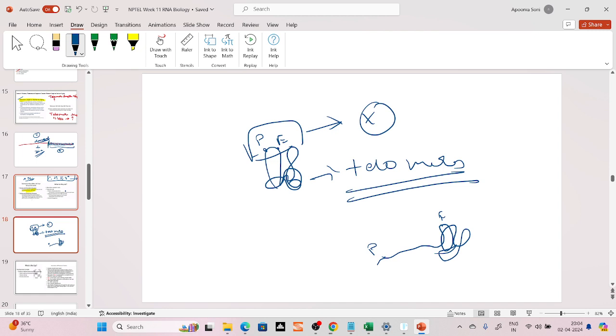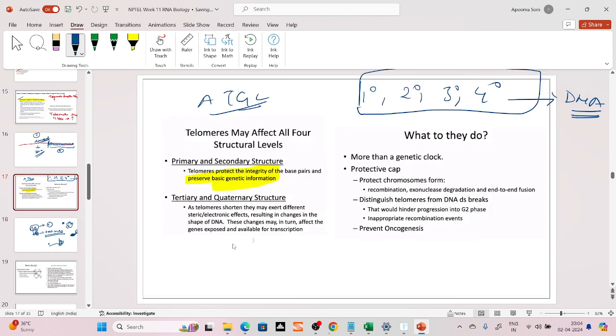And not just promoter-enhancer interactions. Suppose your structure was earlier very loosened up, so there's space for transcription factors to come and bind. But now, because of the reduction in the number of telomeres, your structure has become so compact that there is no space for the transcription factors to come and bind and do the transcription process. So in any way, in any form, your telomeres help only. At all four structure levels, primary, secondary, tertiary, quaternary, it is protective.